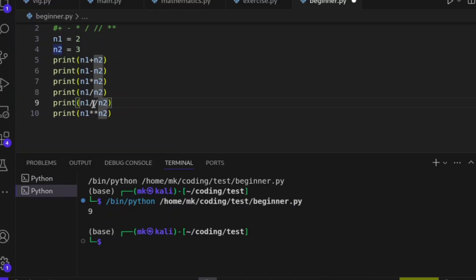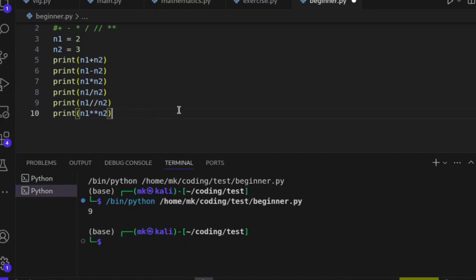2 divided by 3 means we want to divide the numbers, but we don't want the result to be a floating point value. We just want our straight answer. Then we have n1, which is 2, asterisk asterisk, n2, which is 3. This literally means 2 power 3. This is what it means.